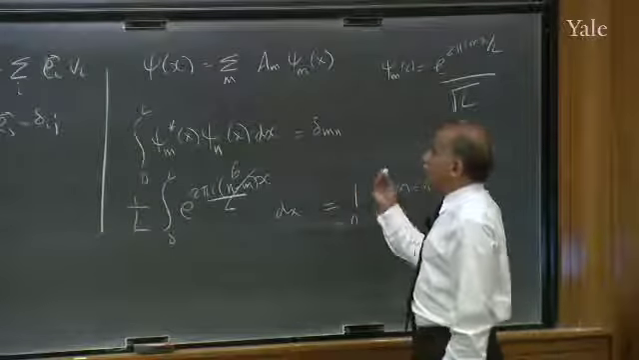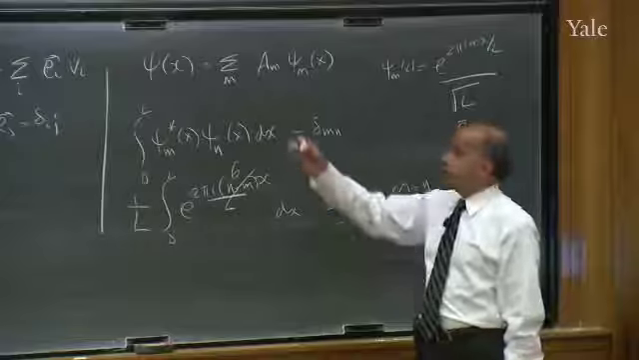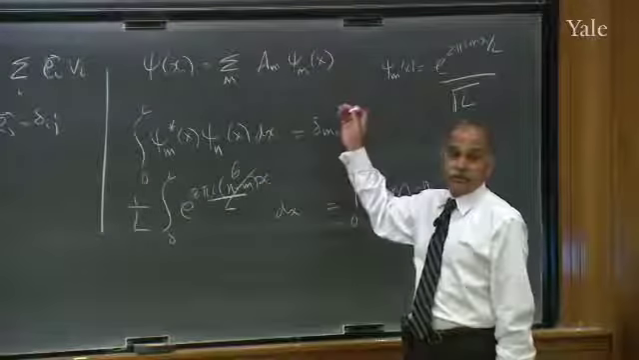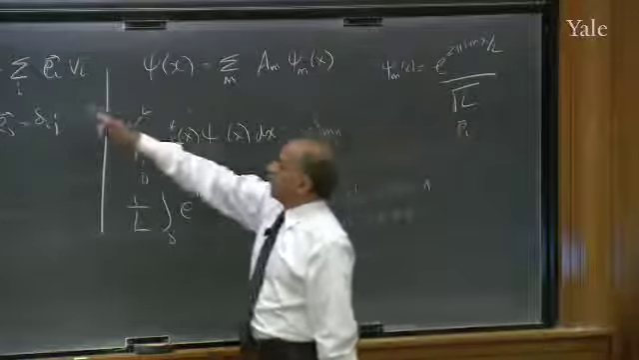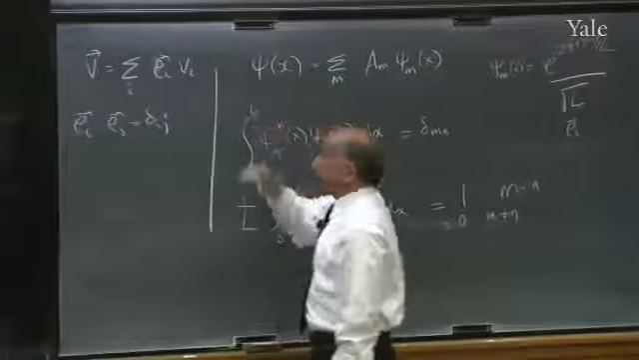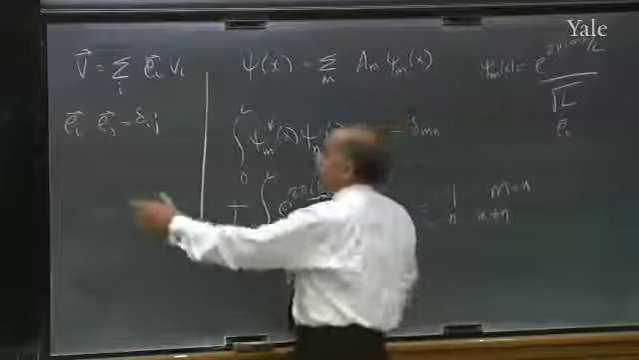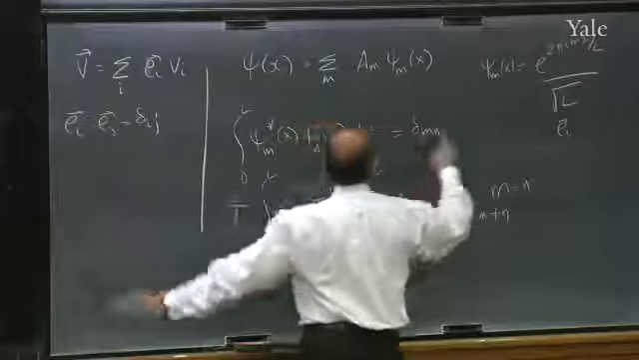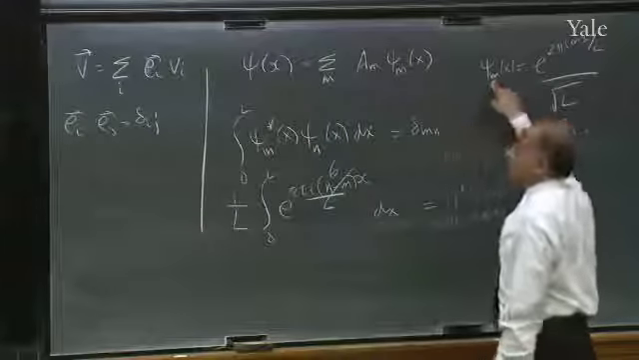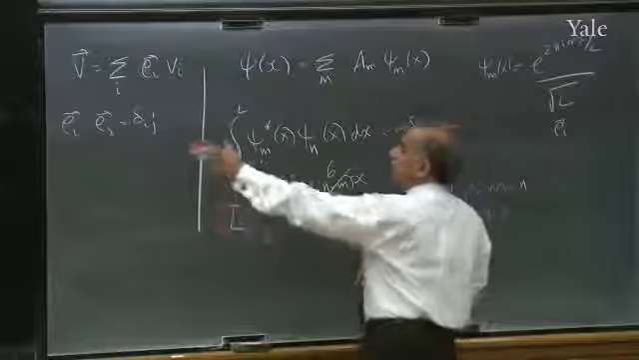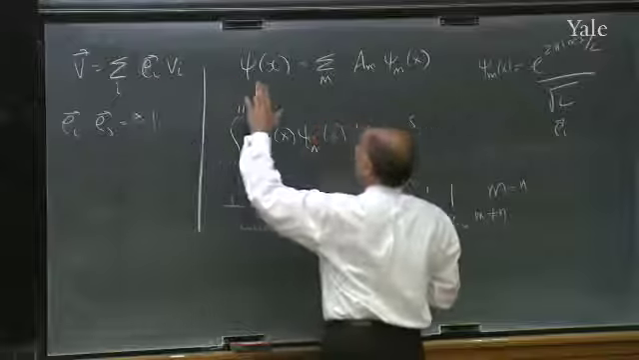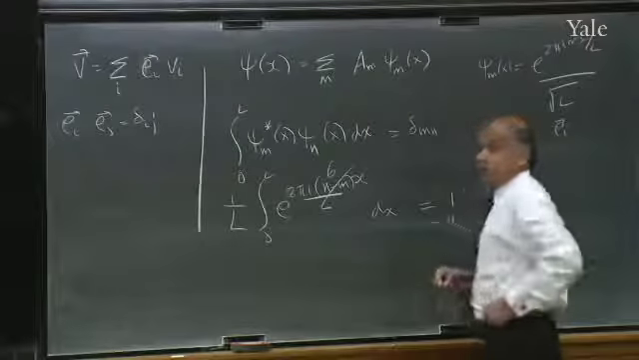So you see the remarkable similarity between the usual vector analysis and these functions. This is an arbitrary vector, this is an arbitrary function. E1, E2, E3 are basis vectors, psi sub m, or if you want, basis functions. I can build any vector out of these unit vectors. I can build any function out of these basis functions.